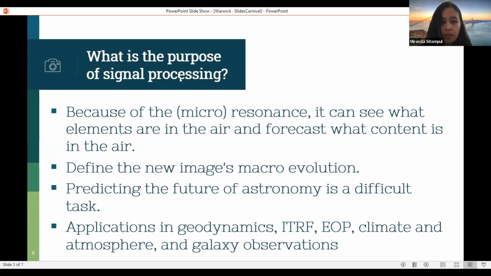What is the purpose of signal processing? The first is that because of the micro resonance, we can see what elements are in the air and forecast what content is in the air. The second, define the new image macro evolution. The third, predicting the future astronomy, which is a difficult task. And the last is application in geodynamics, ITRF, EOP, climate and atmosphere and galaxy observation.